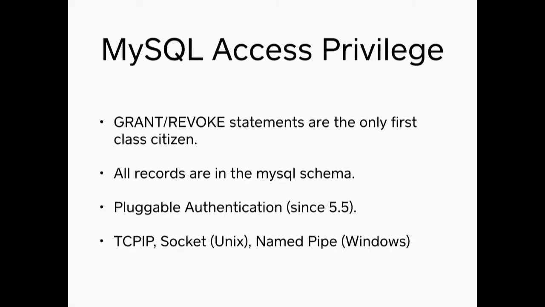Which brings us to the access privilege systems. They're very different in MySQL and Postgres. Most of us should be very familiar with the MySQL system. It hasn't changed a lot in the last 10 years. Grant and revoke are the only first-class citizens when managing user accounts. All of the records are stored in the MySQL database, and while you can update the data directly using DML, that's generally discouraged. Since 5.5 came out in 2010, MySQL has supported pluggable authentication, so you can use PAM, Windows logins, LDAP, Kerberos, in addition to the usual MySQL authentication. Additionally, the protocols used to connect to MySQL are generally limited to TCP/IP, Unix sockets or named pipes on Windows, and you typically specify which protocols a user can log in with when the user is created.